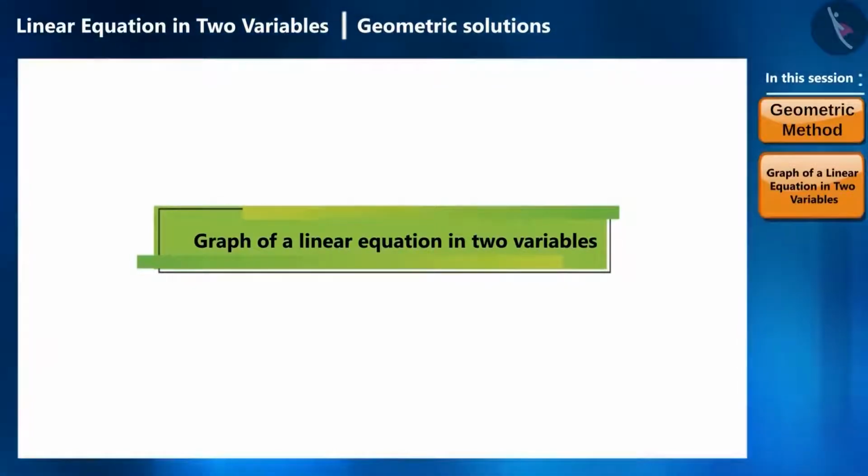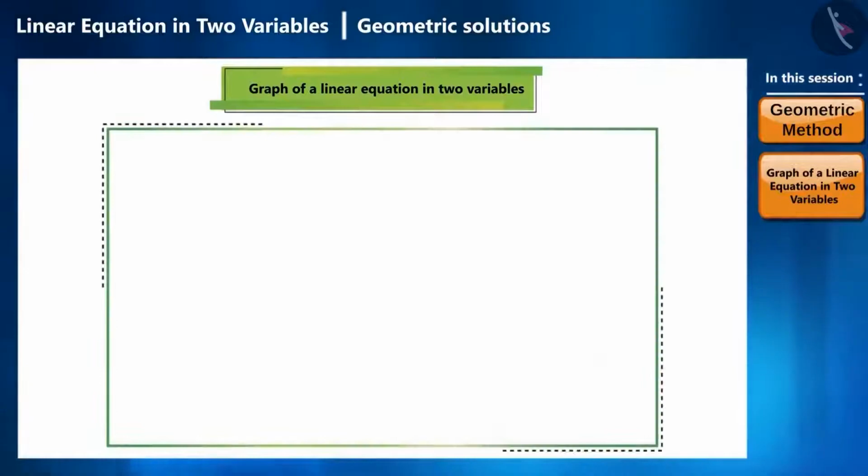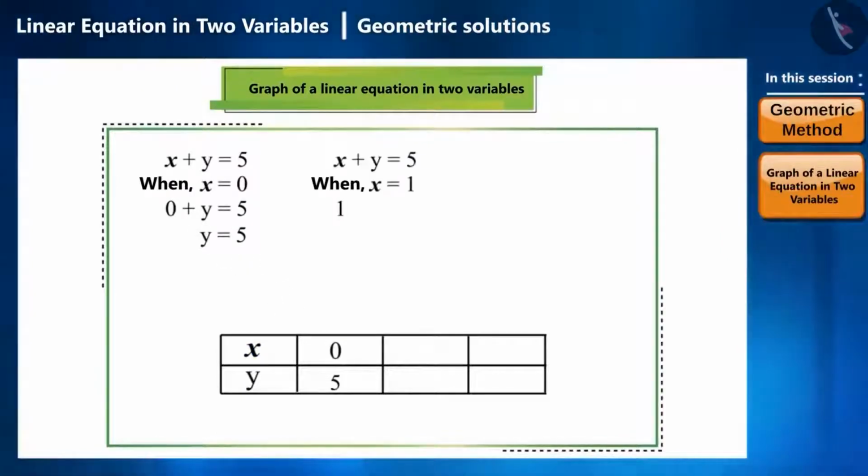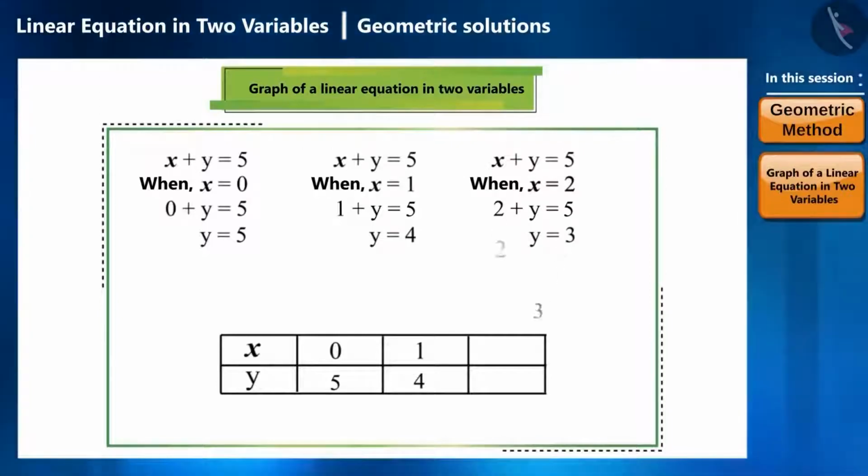First, let us take a linear equation with two variables, such as x plus y is equal to 5. Now, we will create a table like this, where we will take different values for x and y. By replacing x with 0, we will get y is equal to 5. By replacing x with 1, we will get y is equal to 4. By replacing x with 2, we will get y is equal to 3. And we will write them in brackets as coordinate points like this: (0, 5), (1, 4), (2, 3).